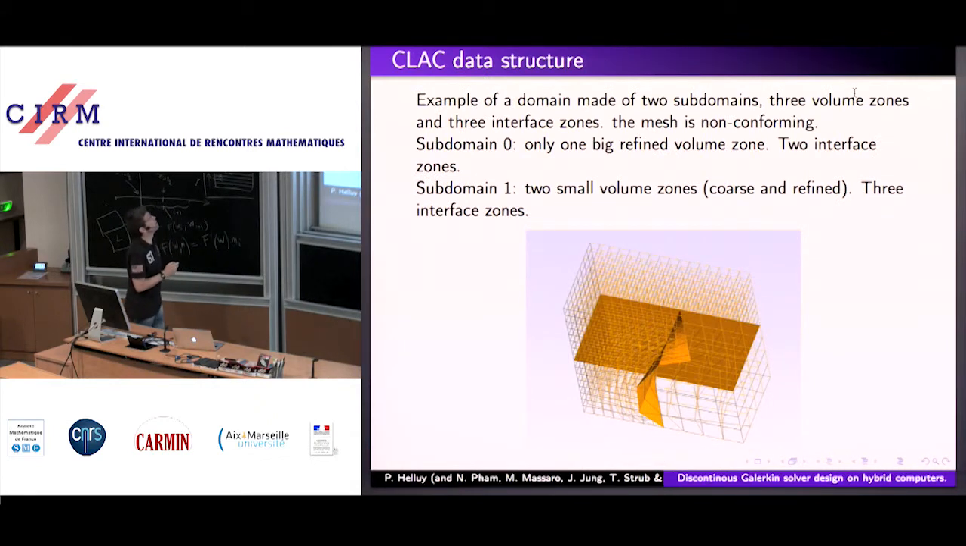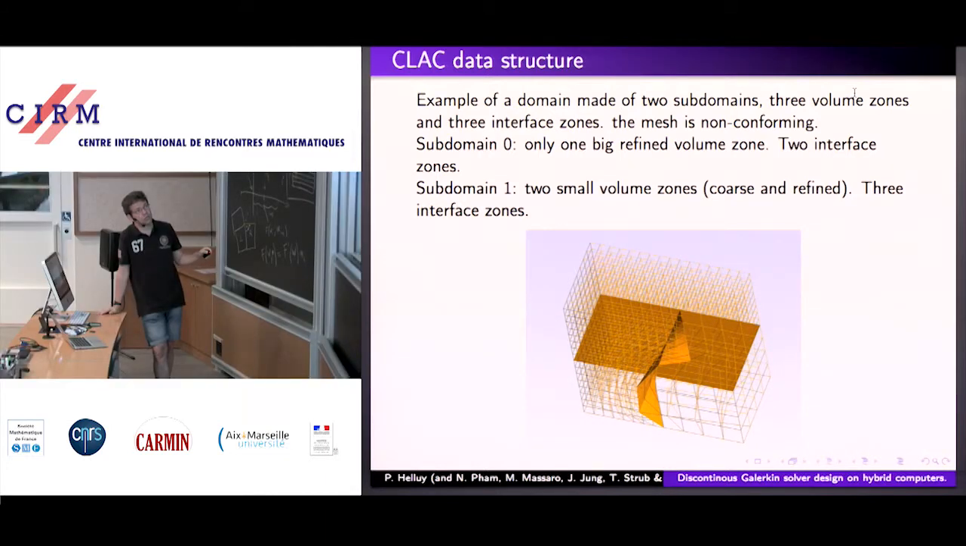Here you have an example. You have a domain that is made of two subdomains, the upper subdomain and the lower subdomain. And you have three volume zones: one zone in the first subdomain, and two volume zones in the lower subdomain. You also have surface zones that allow exchanging flux between the boundary zones. So you have 1, 2, 3 surface zones. And you can see here that you also have refinement: here you have a coarse zone, and here you have a refined zone.